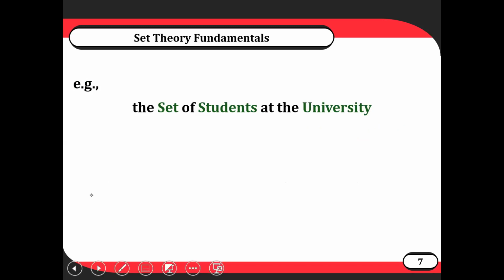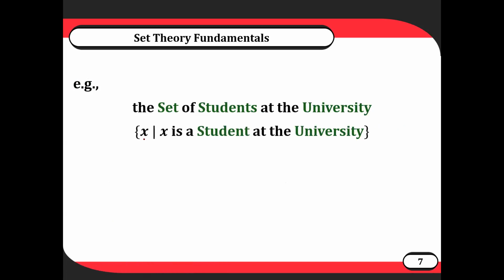For the set of students at a university, we could say, well, all X such that X is a student at the university. So X is a variable, and it can take on any value in our universe of discourse. Again, our universe of discourse is something that we should be defining when we use set builder notation with predicates. X takes on every value within the universe of discourse, and if this predicate evaluates to true, then that particular item is in our set.